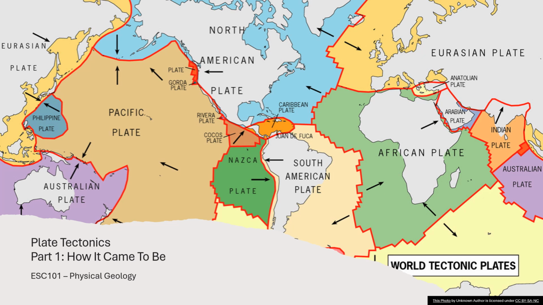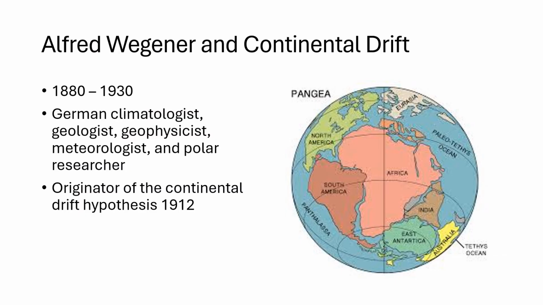Hello, ESC 101. We are going to go through the first part of the plate tectonics lecture. And what this part will focus on is how the theory of continental drift came to be. It primarily started with Alfred Wegener.